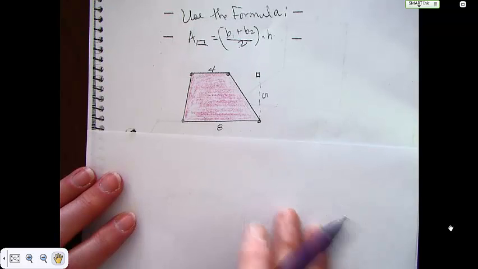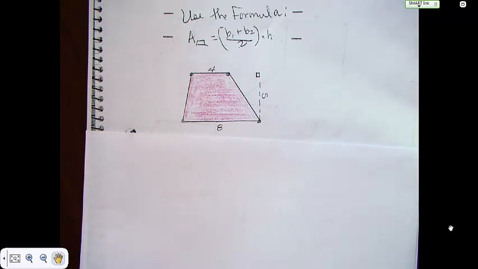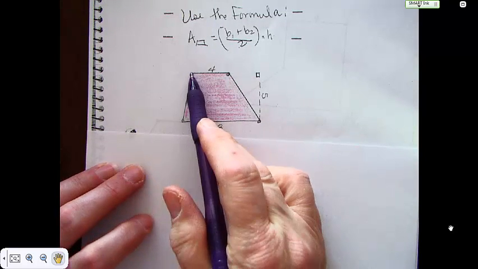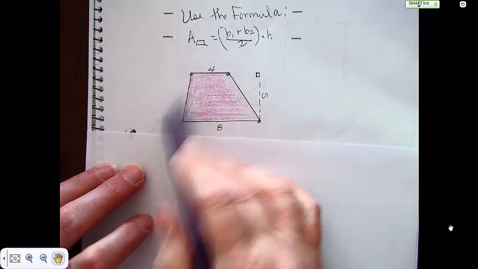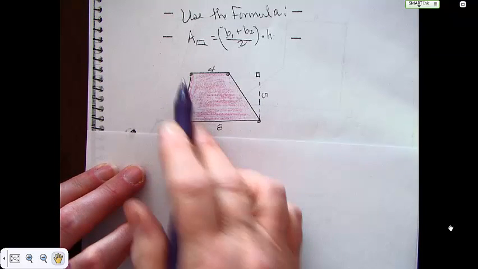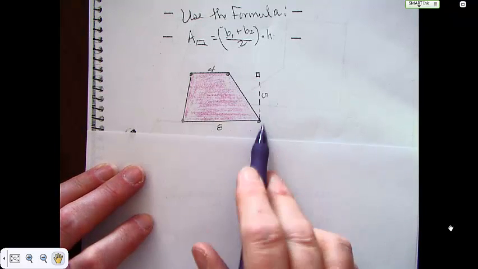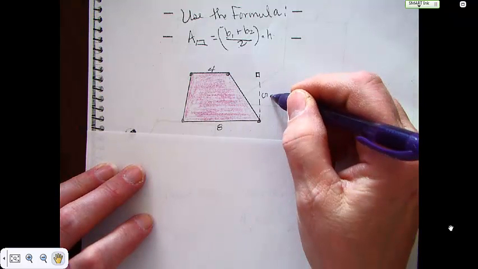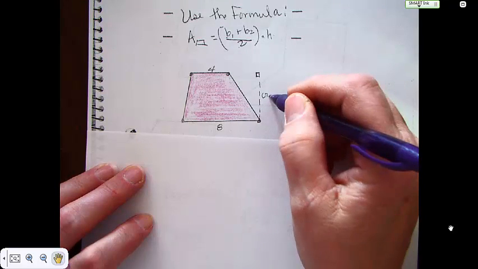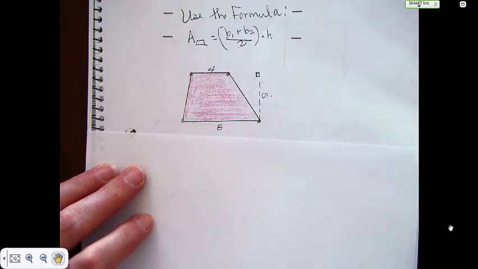Notice the trapezoid isn't standard. The sides don't go out the same, so this side is a different length than this side. But notice we have a height right here, and that height is 5, and we didn't give a unit, so you would just do it in units.